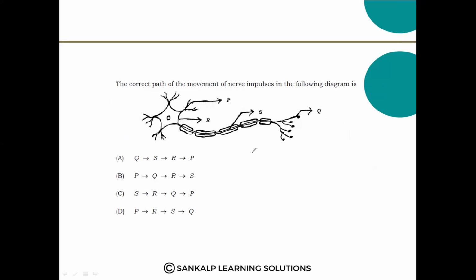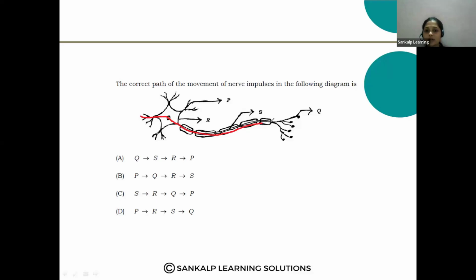It's a neuron, right? So here is how the messages transfer. The correct pathway: first it is received by the dendrites, then it moves into the cell body, then into the axon, then it will reach the nerve endings, right? So you should write the correct pathway in this manner.